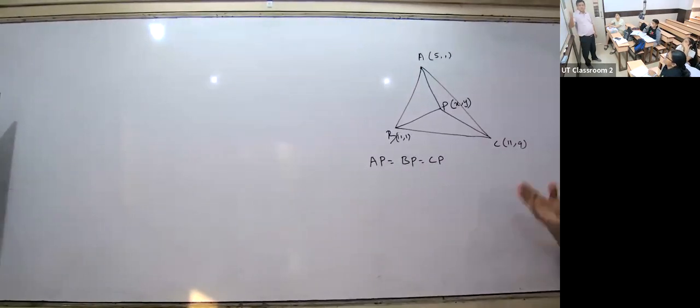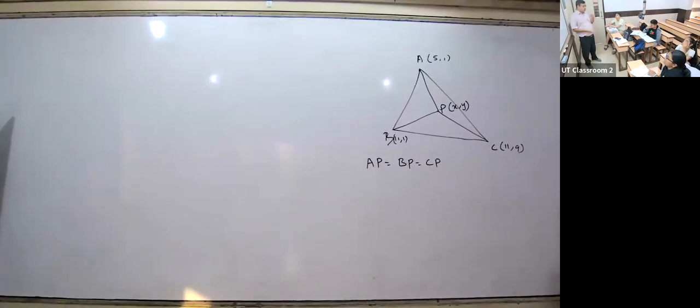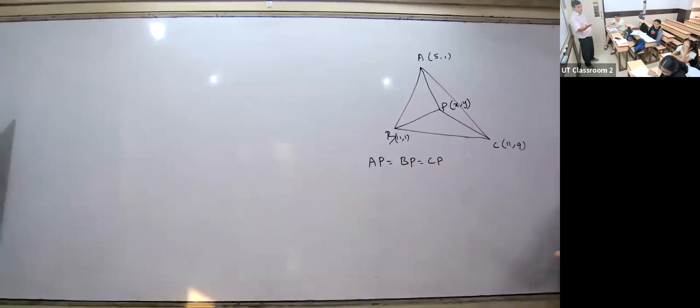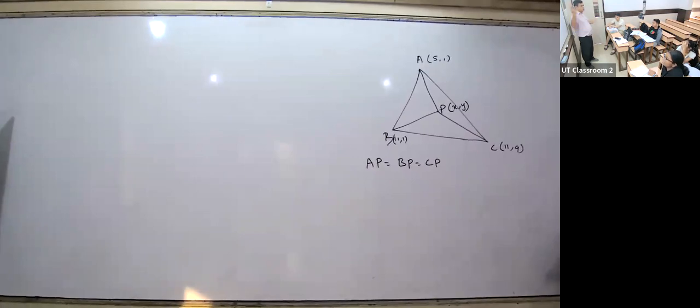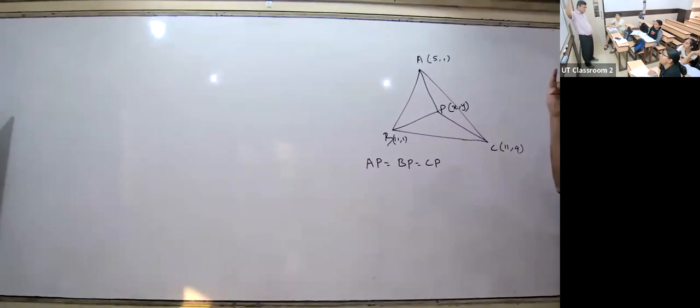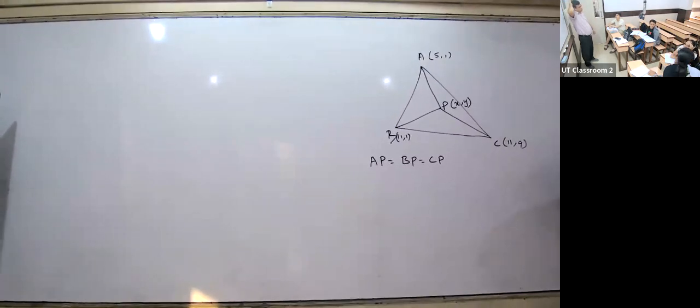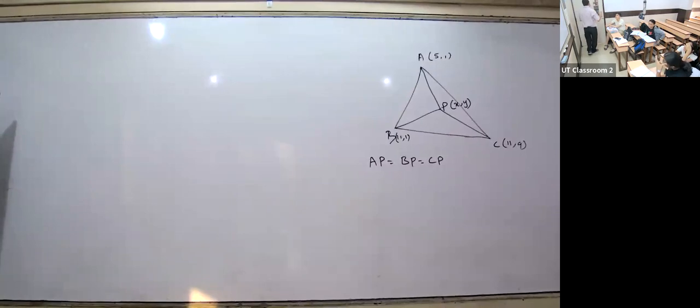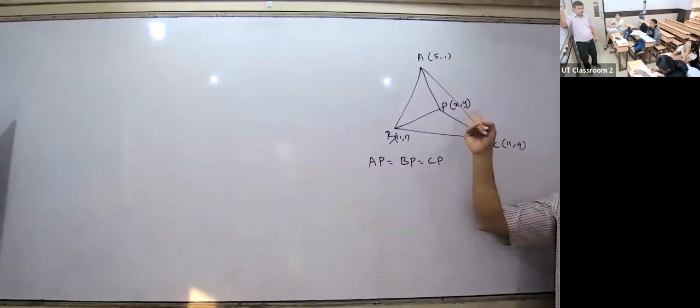AP has to be found out. What is to find out? Coordinate of the circumcenter. Means what you have to find out from here? X and Y, P, value of X and Y. So, what do you find out? Value of X and Y.